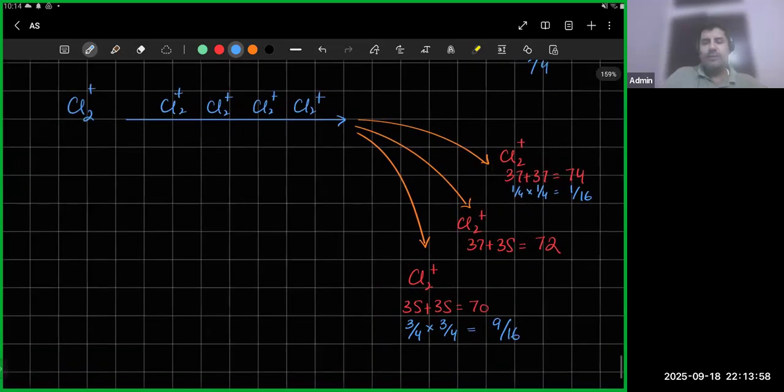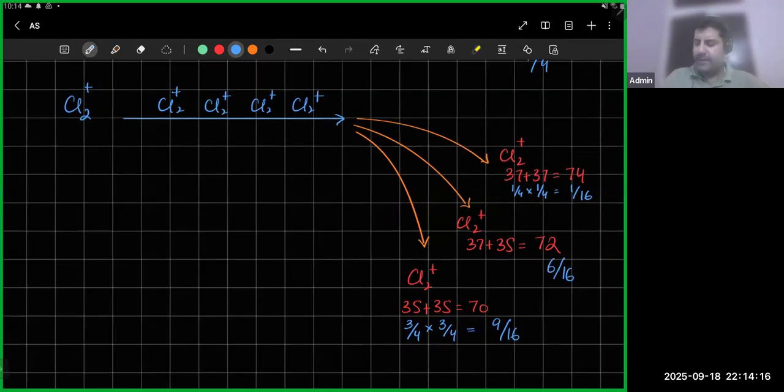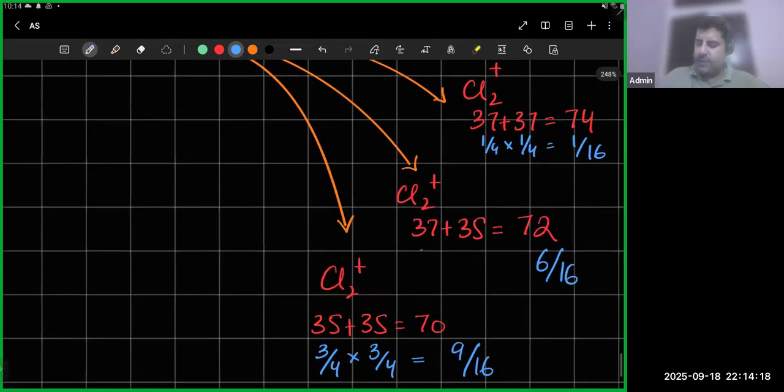Okay, for the third one, what you can do is just subtract the other two. There are 16 events, one went here, 9 went here, how many are left, 6. So that will automatically be 6/16. And if you want more probability, there's a 1/4 chance of detecting 37, and a 3/4 chance of detecting 35. But this will have two events.